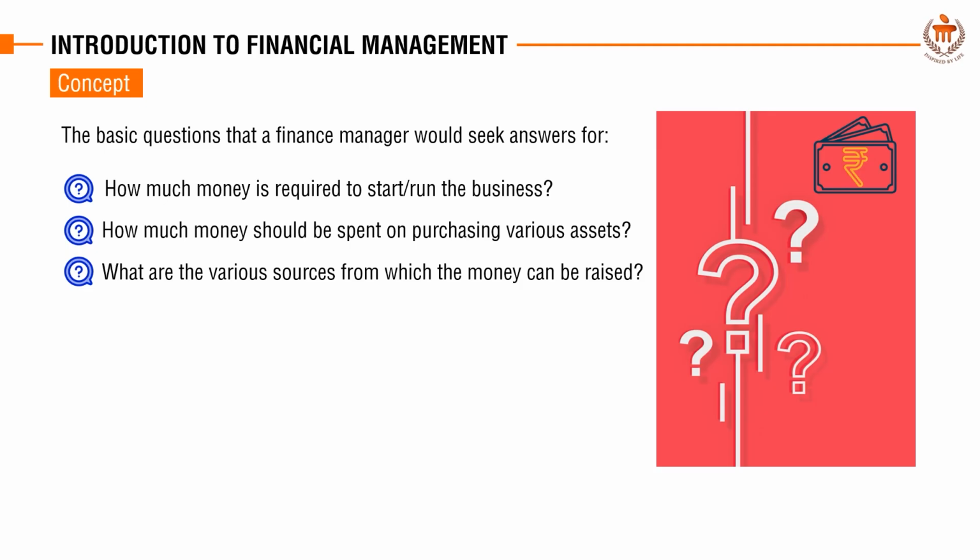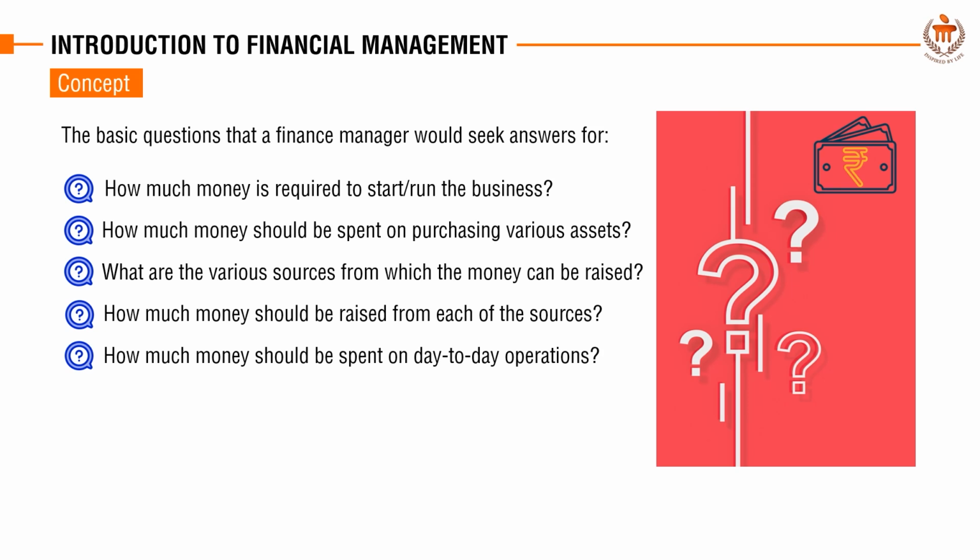Once this is decided, the next question arises: what are the sources for raising funds? How much money should be raised from each of these sources? For example, if 3 to 4 sources are identified, what should be the mix of each of these sources? How much money should be spent on day-to-day operations? How much money should the organization spend on each of these expenses to keep the business running?